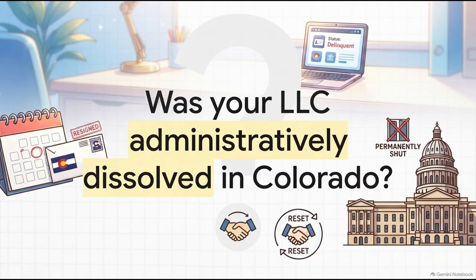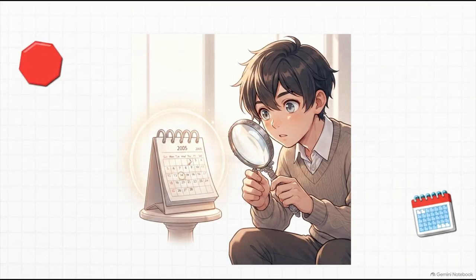But is that actually what happened? Well, here is a massive reality check for you. The Colorado Secretary of State permanently stopped administratively dissolving LLCs almost 2 decades ago. Way back in 2005. That means your lapsed LLC is actually categorized a bit differently now, and figuring out the exact path to fixing it depends entirely on understanding your true current status.